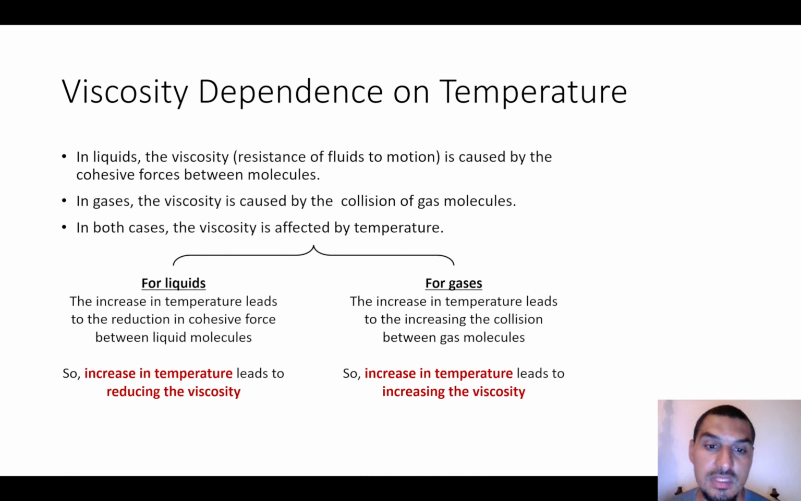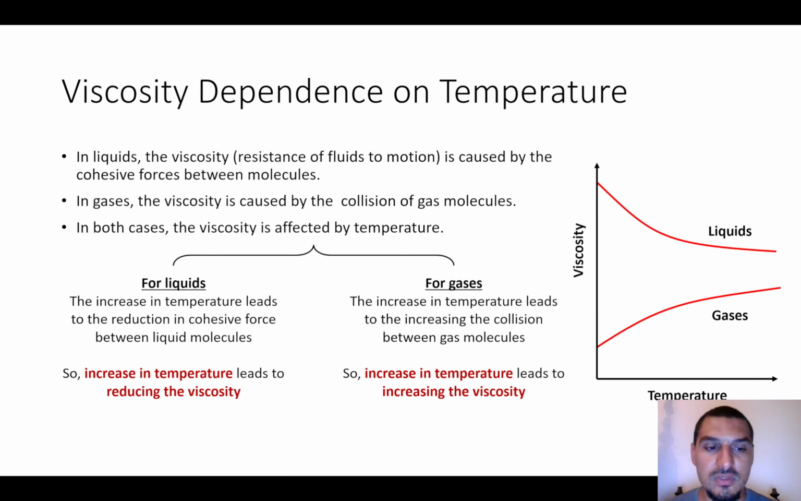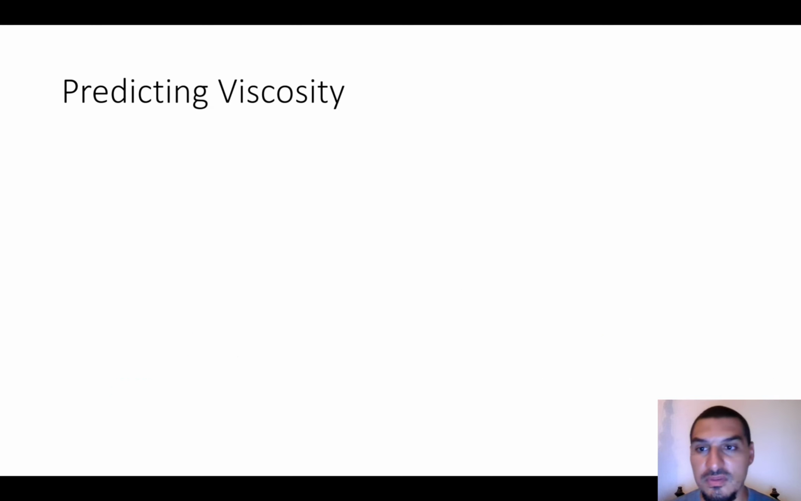For liquids, the increase in temperature leads to a reduction in the viscosity. For gases, the increase in temperature leads to an increase in the viscosity. I know for the gases it might be counterintuitive, but this is how it works. This graph shows how the viscosity changes with temperature on the x-axis: for liquids, it decreases, and for gases, it increases. So this is a good thing to know about viscosities.